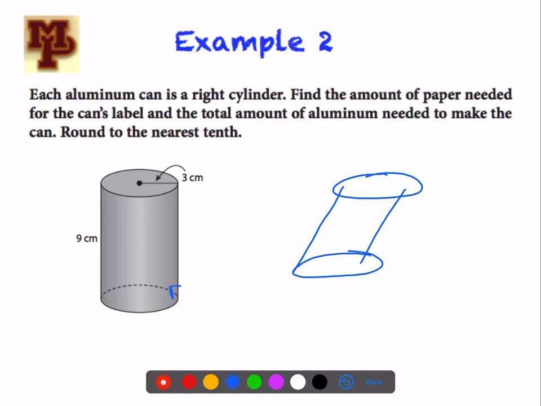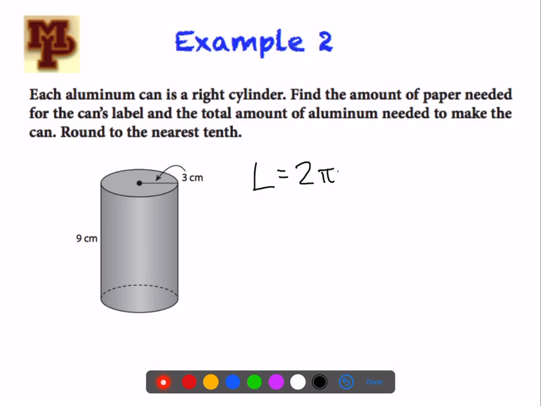So we have this can here, and we want to find the amount of paper needed for the can's label. Well, think about this. Would this be the lateral area, or would this be the surface area? Now, for a label, of course, that just goes around, so that would be our lateral area here. So we're just looking for L. Now, if we recall, L is equal to 2 pi r times h.